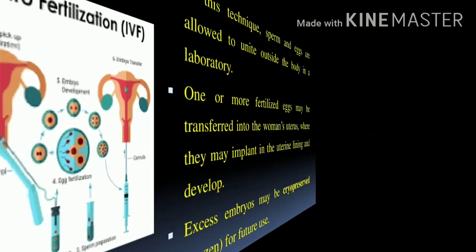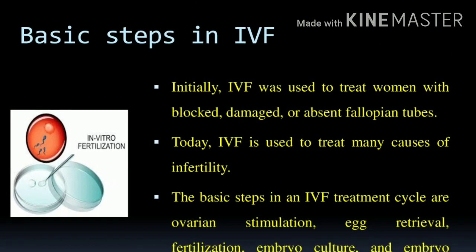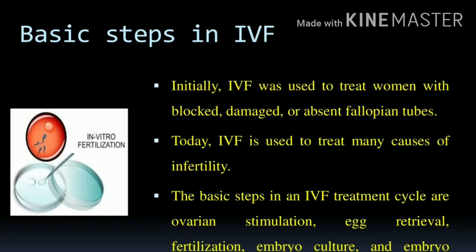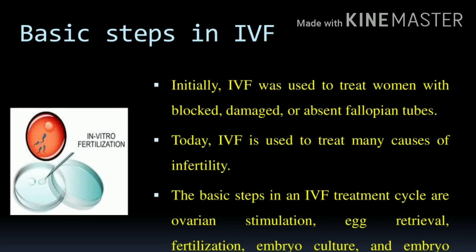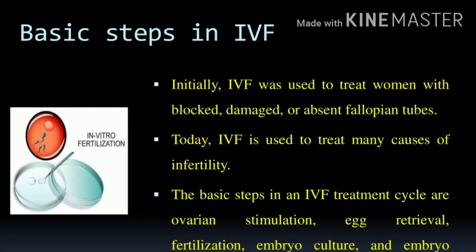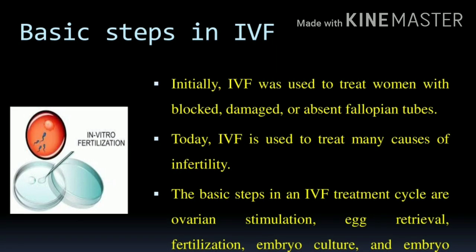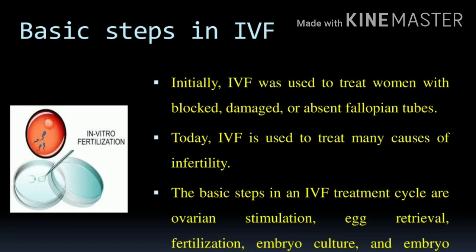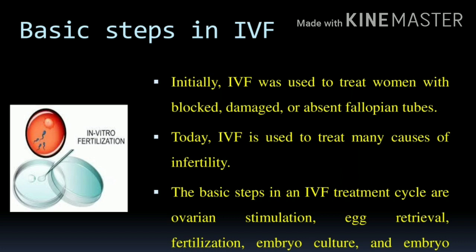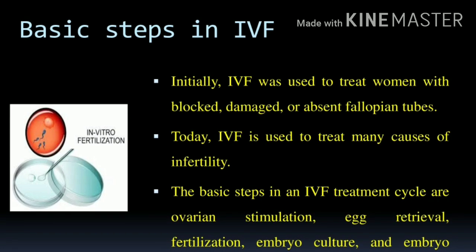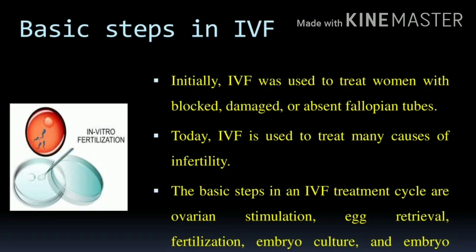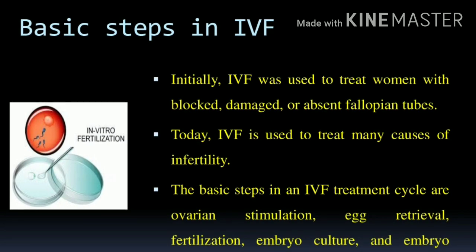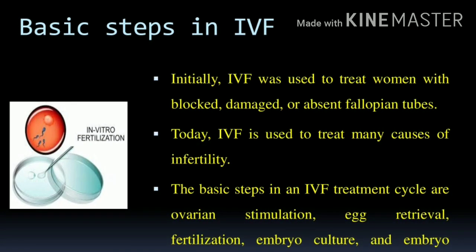Can you understand? What are the basic steps we have to follow in IVF? IVF is only used to treat women with blocked, damaged or absent fallopian tubes. In which condition do we use IVF? It is used to treat women having blocked, damaged or absent fallopian tubes. So in these conditions only we initially use IVF.